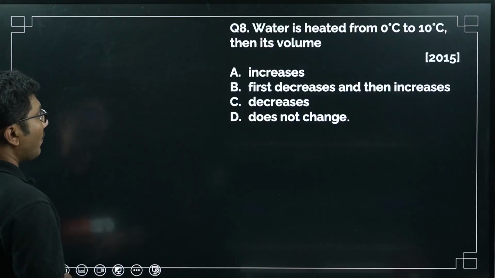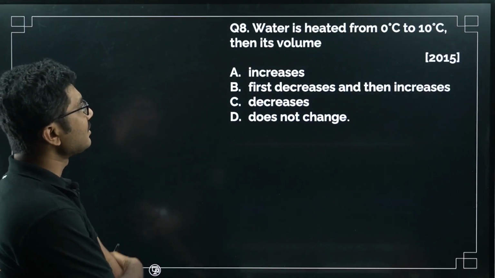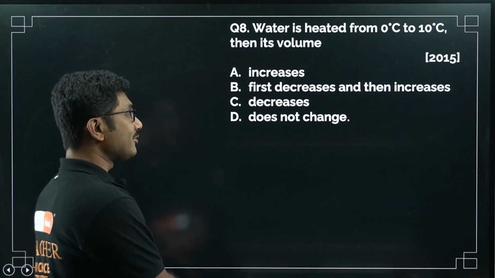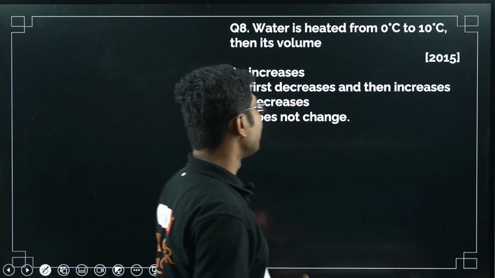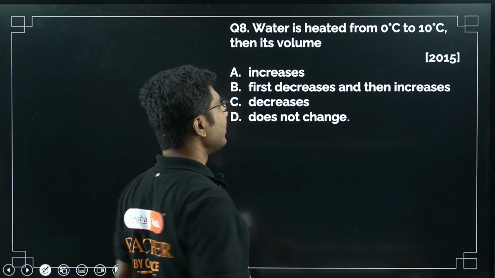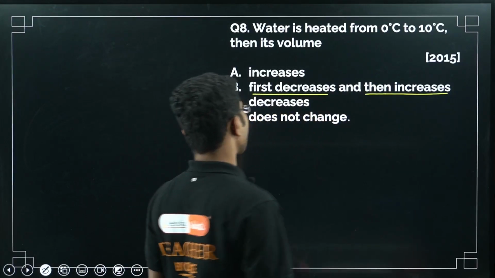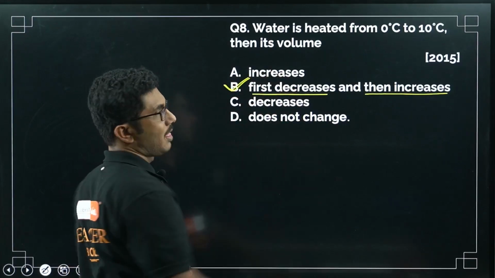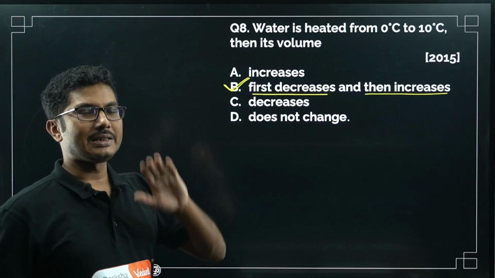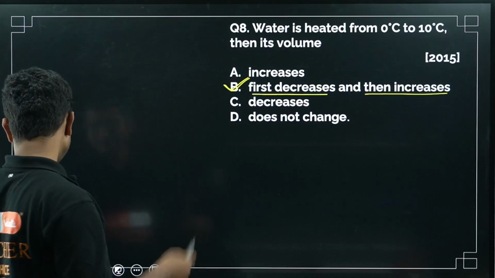Okay, now water is heated from 0 degree Celsius to 10 degree Celsius, then its volume will. This question is based on anomalous expansion of water, I told you. So what happens is that its volume first decreases till 4 degree Celsius, okay, and then it increases after 4 degree Celsius. So only one option is correct, that is option B. Okay, when you heat water from 0 degree Celsius, its volume will decrease till 4 degree Celsius, and then from 4 degree it will increase. Okay, so first decreases, then increases.